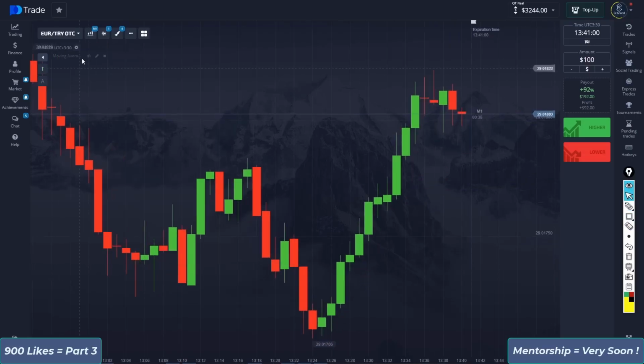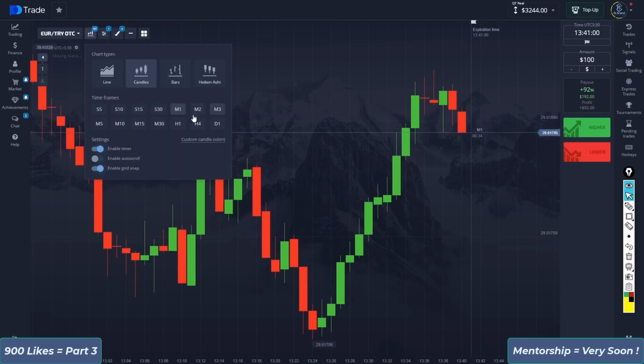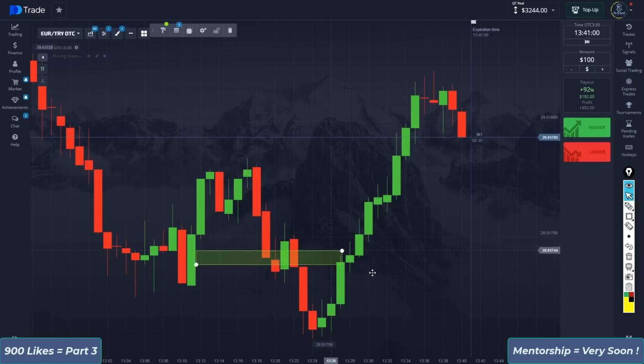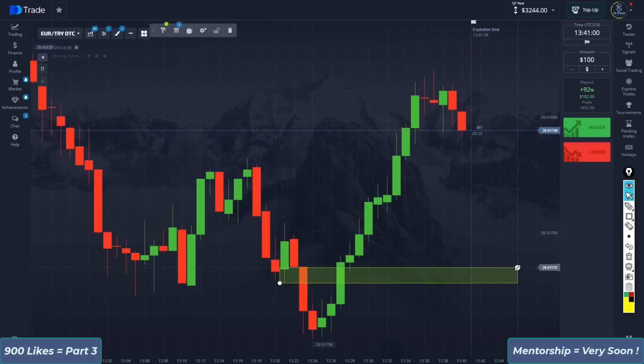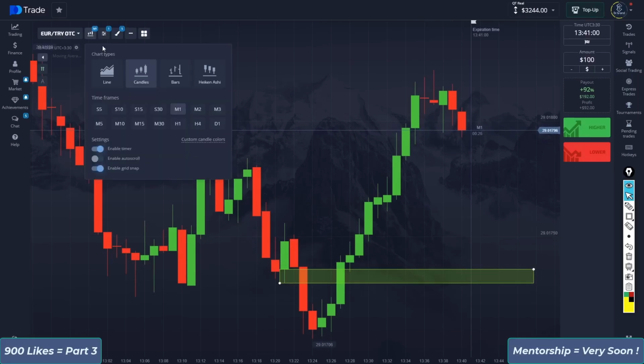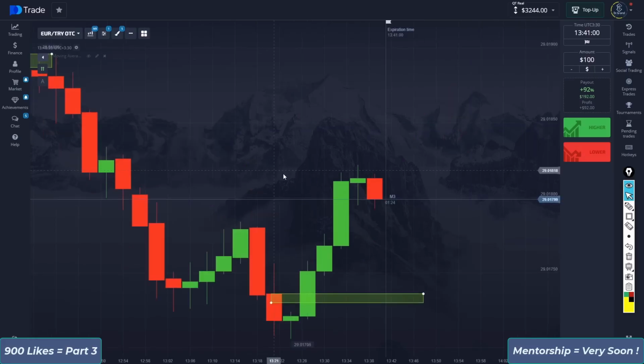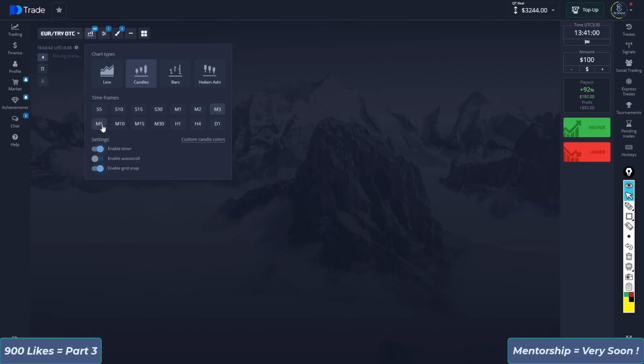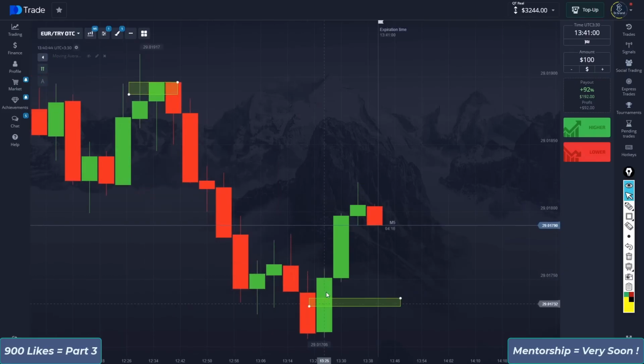Okay, so now let's check for confirmation. Let's mark the entry first like this. This is the entry, and now we're gonna go to the 3-minute time frame for checking the confirmation. Okay, you don't see the confirmation at the 3-minute time frame. You don't see any engulf. But if you go to the 5 minutes, you will see the engulf.